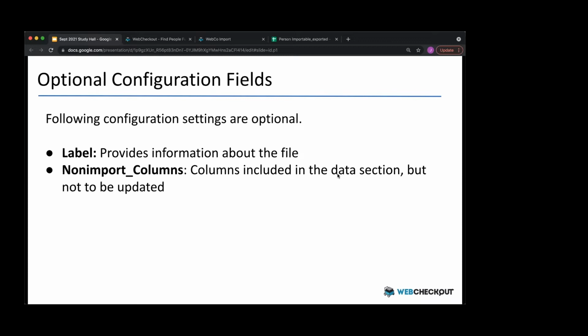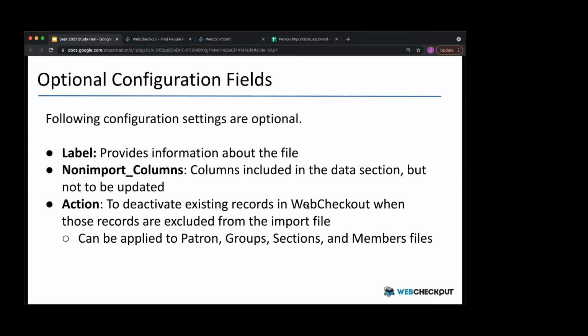And this way you don't need to include this non-import columns configuration setting in your file, since your file only includes import columns. Okay. Finally, we have an optional configuration setting, the action, which I just talked about in the previous slide. Action will allow the import file to inactivate records which are omitted from the file. Okay. So a deactivate action can be applied to patron, groups, sections, and members.